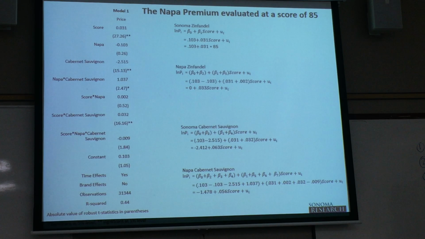So essentially to get the premium, I did what I said on the board. We just took the equation, and I plugged in 85, and we got 2.07. Again, it doesn't mean anything, it's the log price. Plugged in 85 for Napa Zin, I got 2.8. Took the difference, and it was 0.067 or 6.7%.